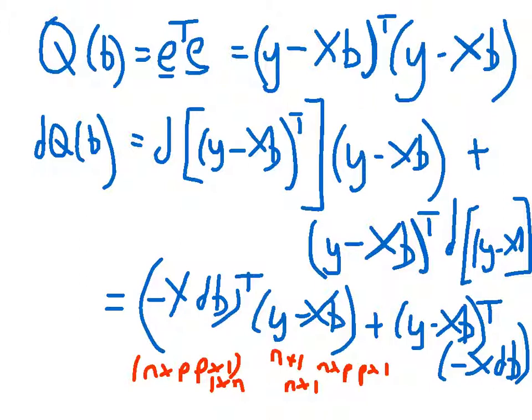Let's also check the right hand term here. y is n by 1, xb is n by p multiplied by p by 1, so we have something that's n by 1 but we're transposing it, so this is 1 by n. And what's this term here? Minus x is n by p and db is p by 1, so we have a term that's n by 1, so we're multiplying a term 1 by n by n by 1. So that all sounds like it's going to work.